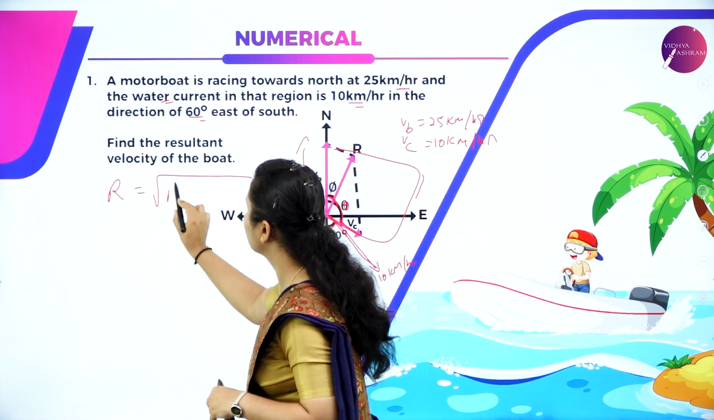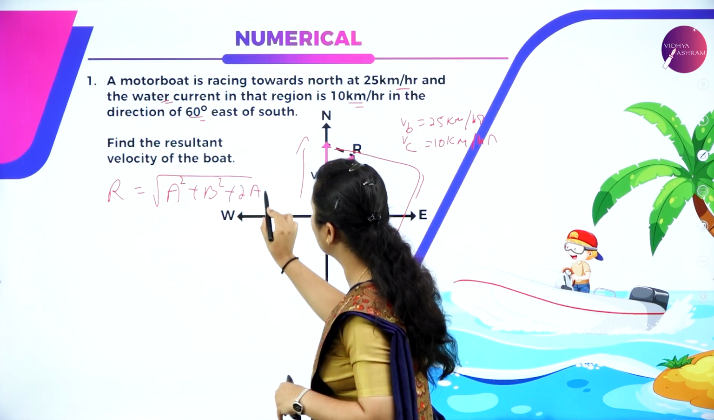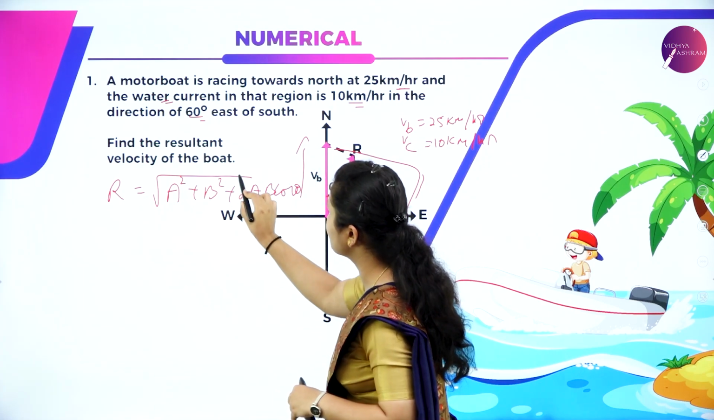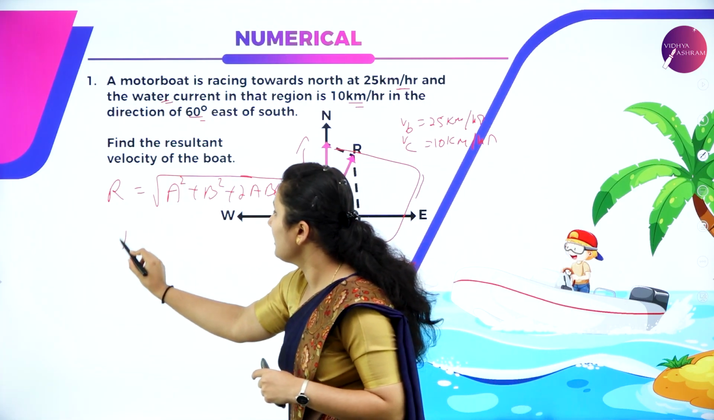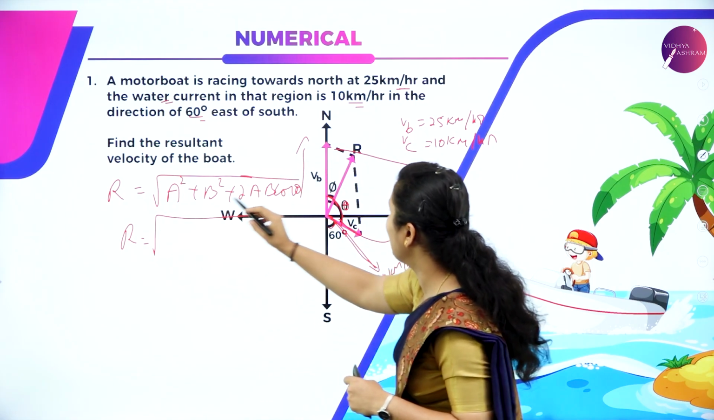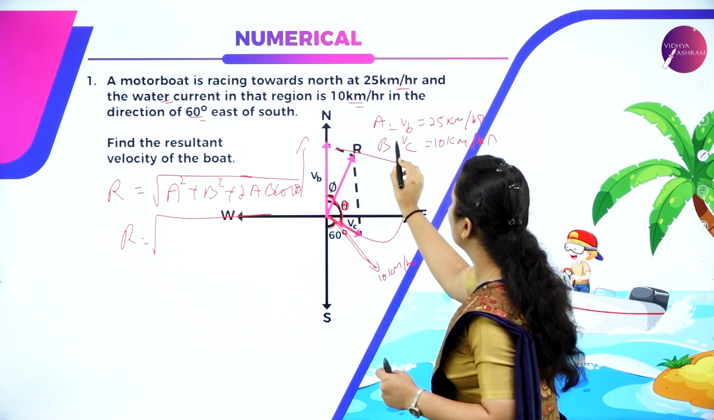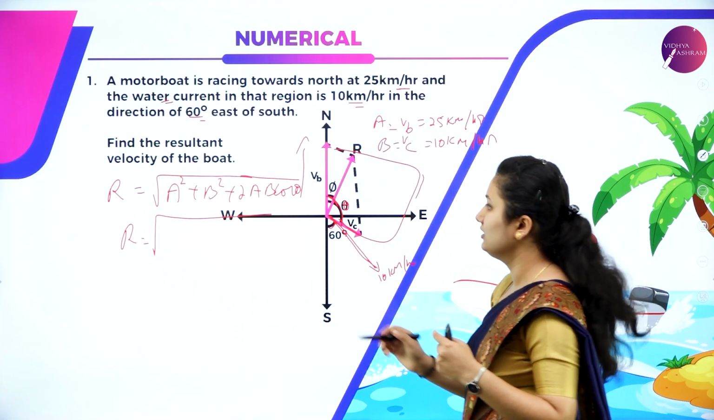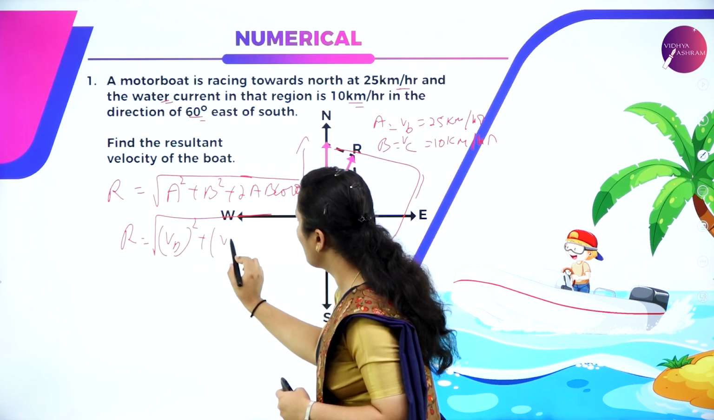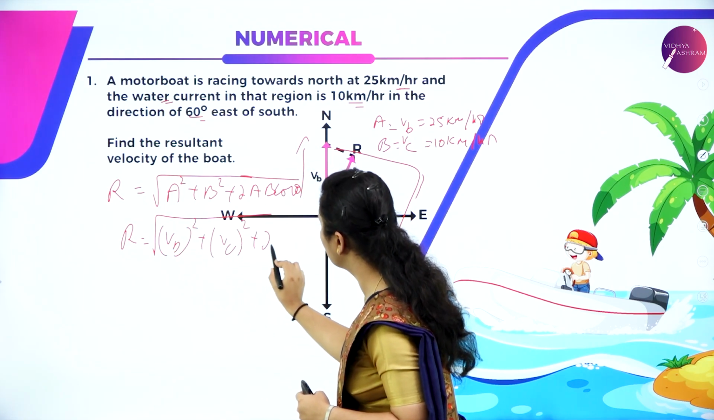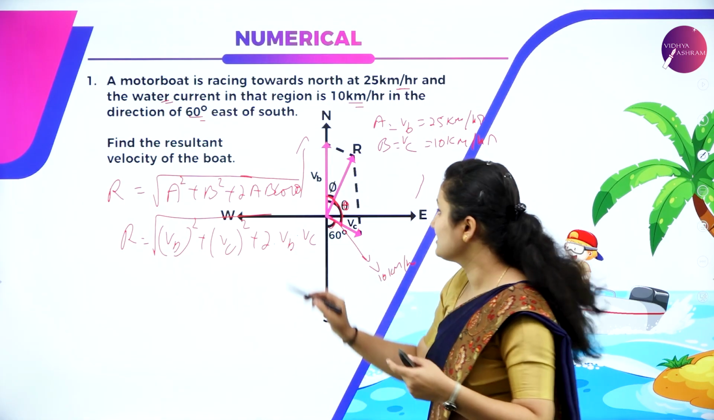R is equal to square root of A square plus B square plus 2AB cos theta. From the previous slide, we know that this is the equation to find the magnitude. So R is equal to, I will take A as the velocity of boat and B as the velocity of water current. Substituting that, it is VB square plus VC square plus 2 VB VC cos theta. So now what is theta?